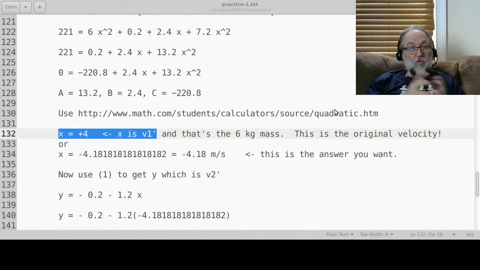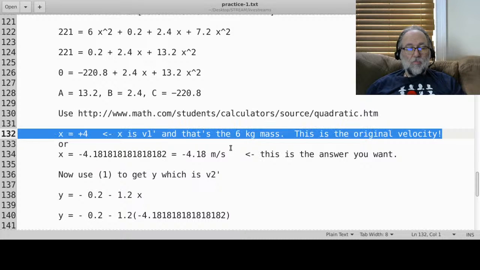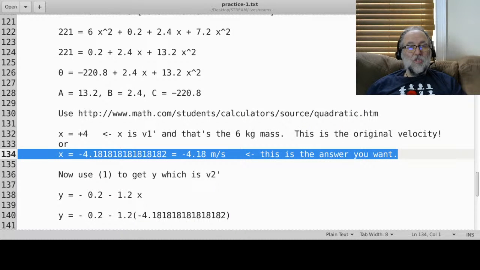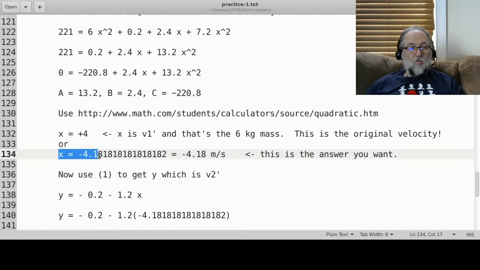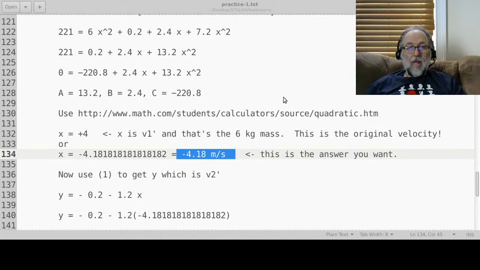And that happens. When you do these problems this way, you'll get two solutions. One of them will be the original velocities before the collision, and the other one will be the velocity after the collision. So we don't want this one. In other words, we have two solutions, but we don't want that solution. We want this solution. We want the solution that x is equal to negative 4, well, rounding off, negative 4.18. And that's the answer you want. That's the velocity of the 6 kilogram mass, that's m1, after the collision.